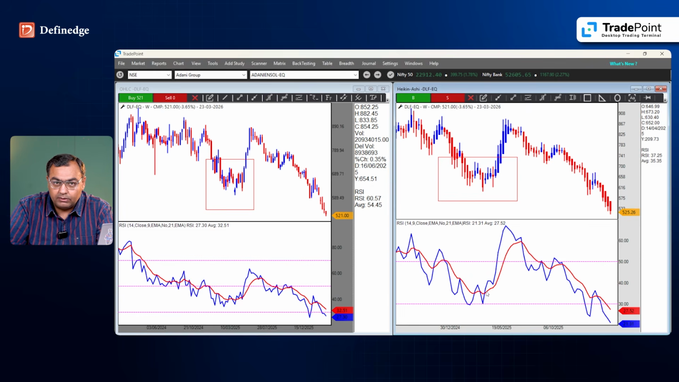So RSI moving above the signal line over here with a bullish Heikin Ashi gives you a good trend setup. That's where the smoothness of RSI will help you, and this is where looking at the indicator on Heikin Ashi instead of candlesticks will give you a different dimension altogether, a different viewpoint altogether.